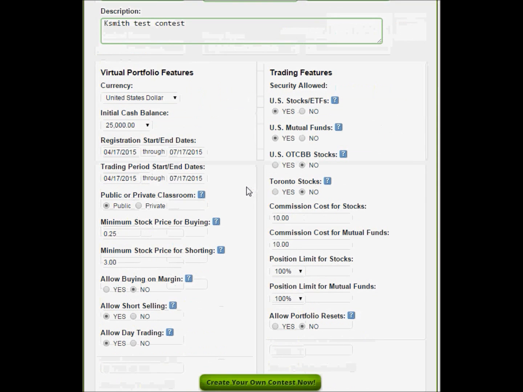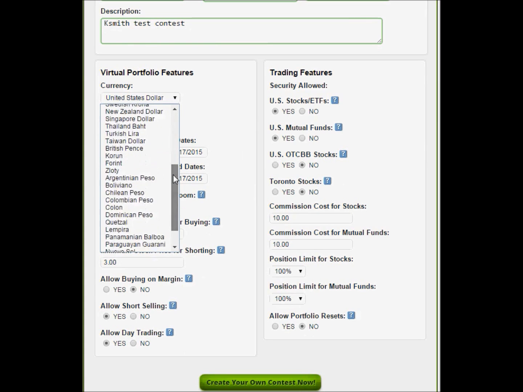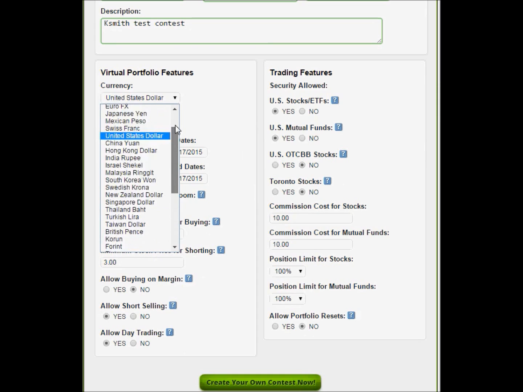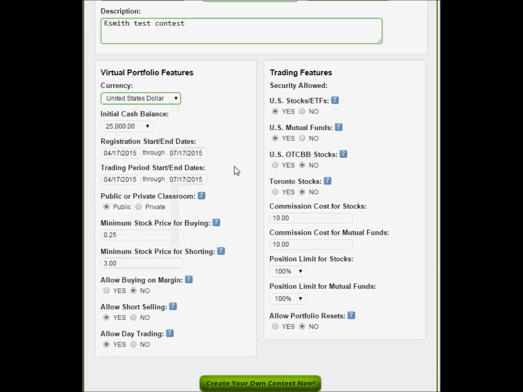Down here you can set all of your different trading rules for your own customized contest. You can even select your different currency. We currently only support trading United States and Canadian stocks, but you can have your portfolio in almost 40 different currencies. That way, if you're trying to teach something with a social studies class and you want to see how different currencies and exchange rates affect any investment, you can put in any currency you want, and your students will see their returns are affected not just by the stock prices, but the exchange rates as well.